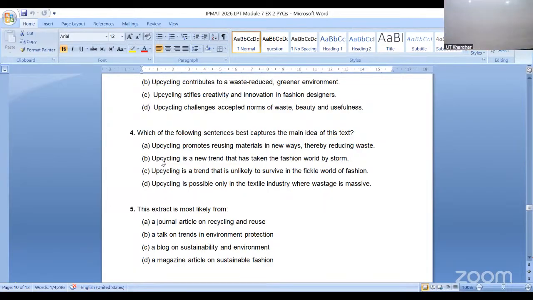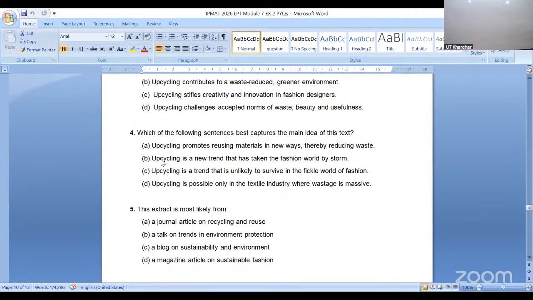Okay, question number 5. Option A, option D, option B. Khyati, what's your answer? Ma'am, I think A. You think A. Ma'am, option A is close, but the paragraph talks more about fashion. So option D could be more precise. Option A says journal article on recycling and reuse. It is talking about recycling and reuse, but recycling and reuse of what? It is specifically about fashion. So making fashion sustainable through recycling and reuse, that's what the entire article is about. Yes, ma'am. Got it.